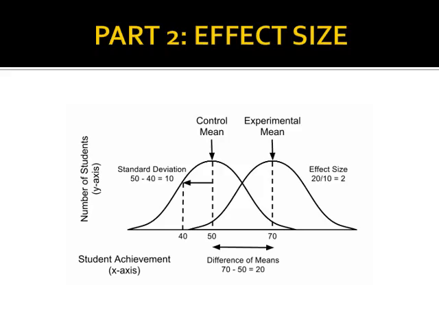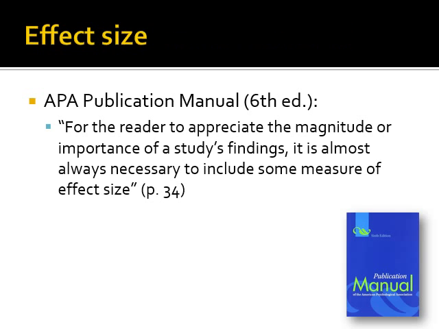Okay? So whenever you have those numbers, you can do effect size, which is 20 divided by 10 equals 2. So an effect size of 2. So what does that 2 mean? Well, we're going to find out. We have to understand why this is important in the first place before we get to what that 2 means. The APA Publication Manual, 6th edition, says, "For the reader to appreciate the magnitude or importance of a study's findings, it is almost always necessary to include some measure of effect size."